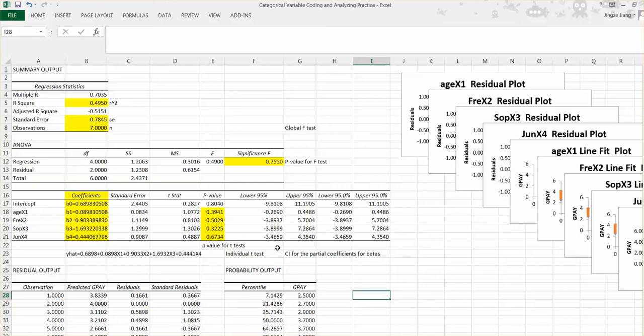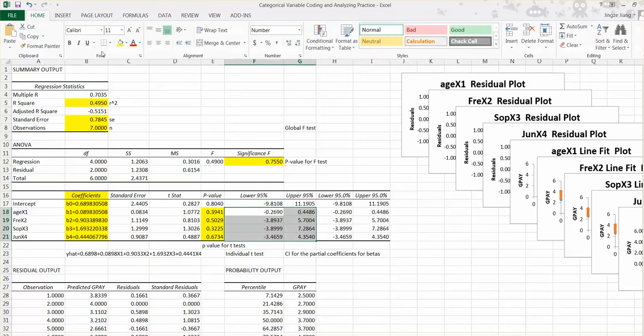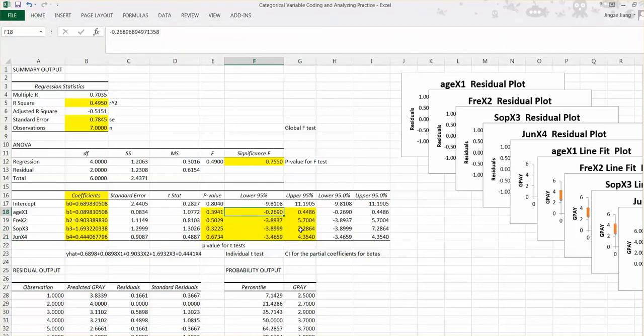The last one we want to look at is how to find the confidence interval for the partial coefficients related to our betas. It's in the third part of the Excel output. The lower 95% and the upper 95% is the place for us to find the confidence interval for the partial coefficients. We care about the confidence interval because we will use this interval to look at the significance of our betas.